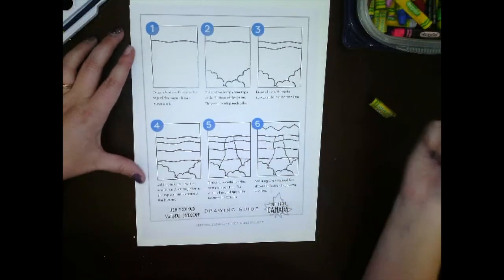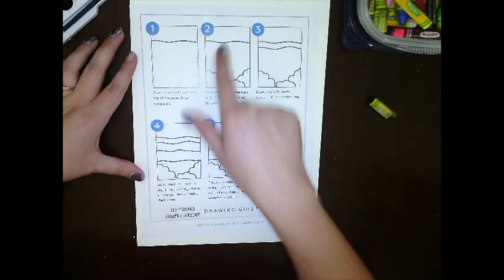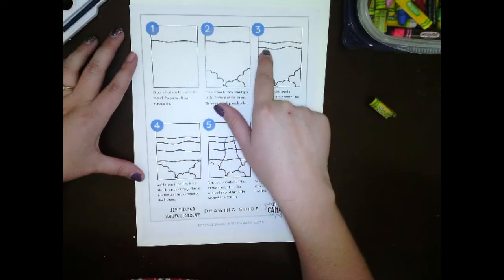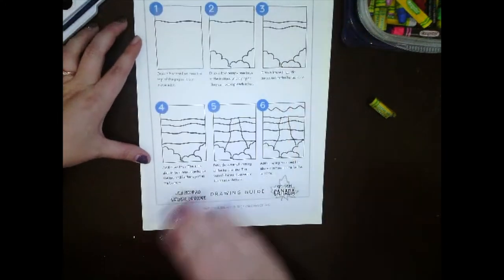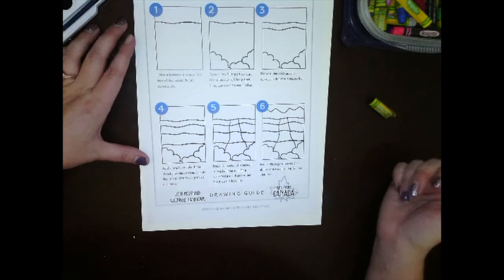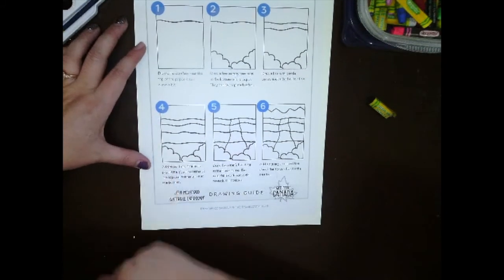Step 3, draw a line with a gentle curve under the horizon line. So we have our horizon line, but number 3, we're adding another line. This one is a little bit closer because, as you can see, when you go to the next steps, you're going to see some more of those horizontal curvy lines.